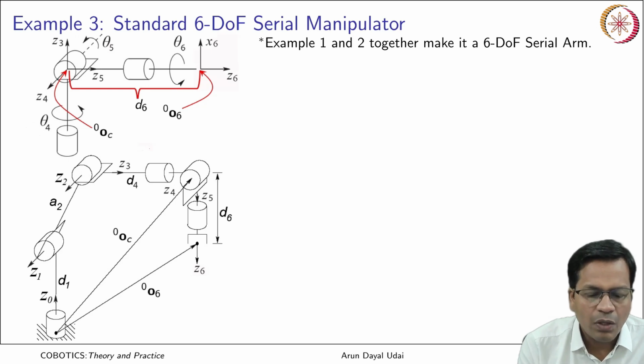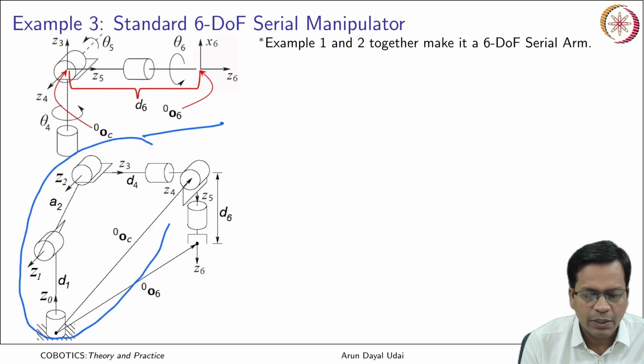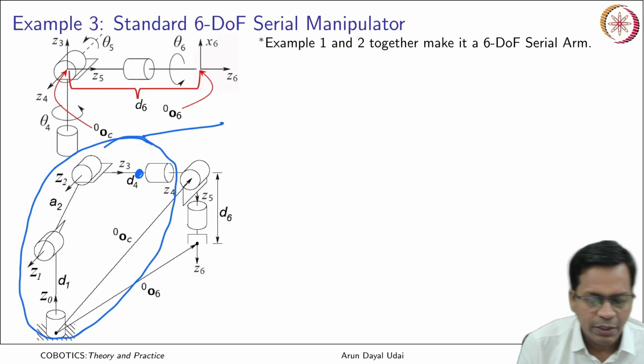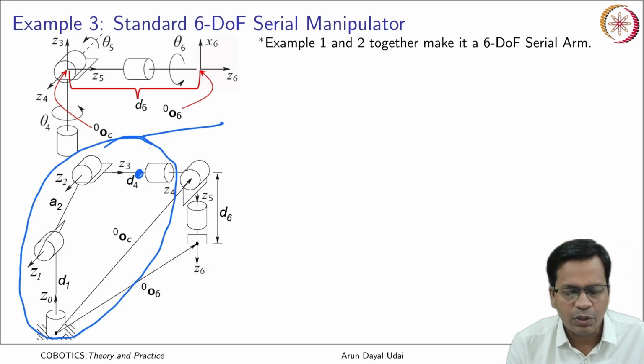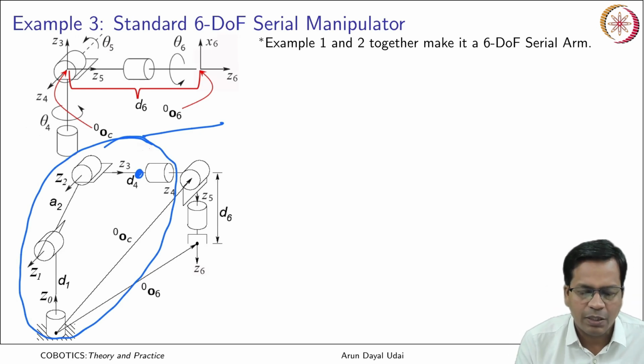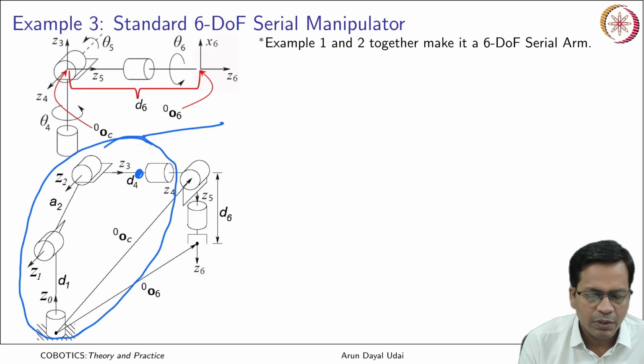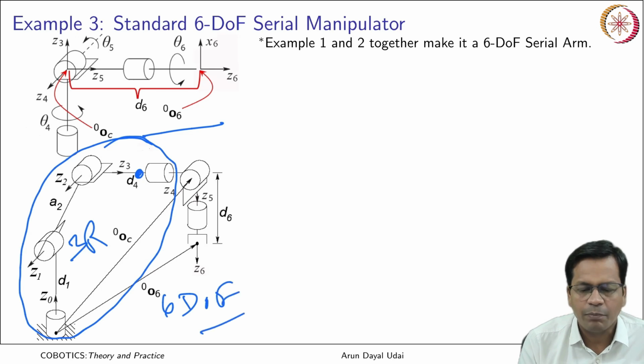Okay. So now if you put them together, let me just put it here. So this is your spherical wrist, and prior to that you had the 3R arm, that is a special arm which was here right till here. Okay. So that was a special arm. If I put this on top of this, it becomes a spherical wrist on top of a 3R special manipulator, it becomes a 6 degrees of freedom arm.